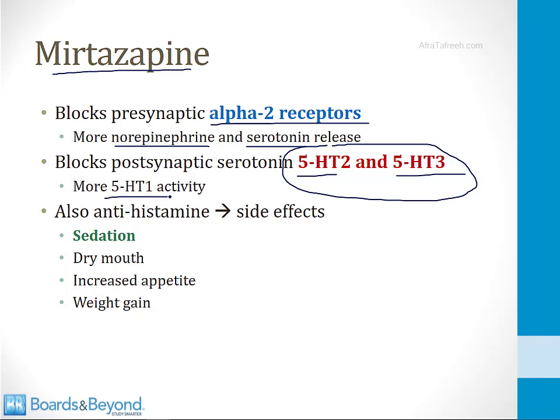The thing you want to always remember about mirtazapine is that it has lots of antihistamine effects, and this is what causes its side effects. It's very sedating. It's often given to patients with depression who have trouble sleeping at night. They can take it right before bed. It also can cause a dry mouth, increased appetite, and weight gain. These are all antihistamine effects.